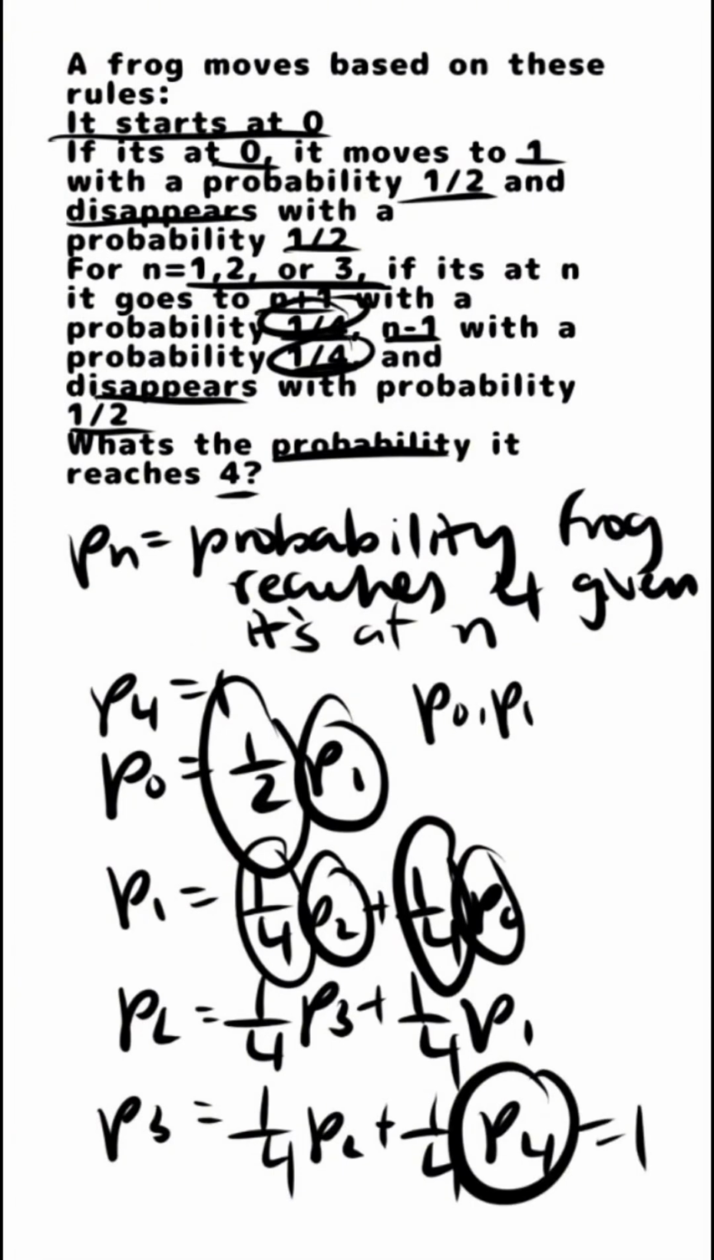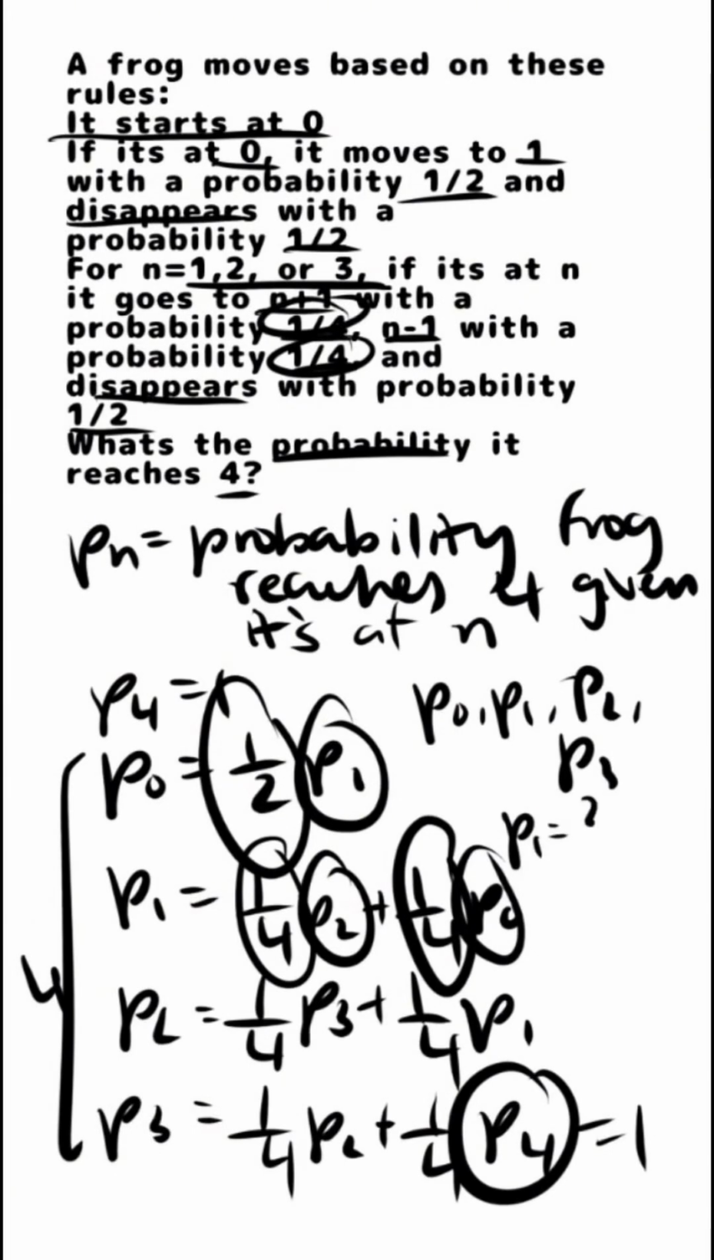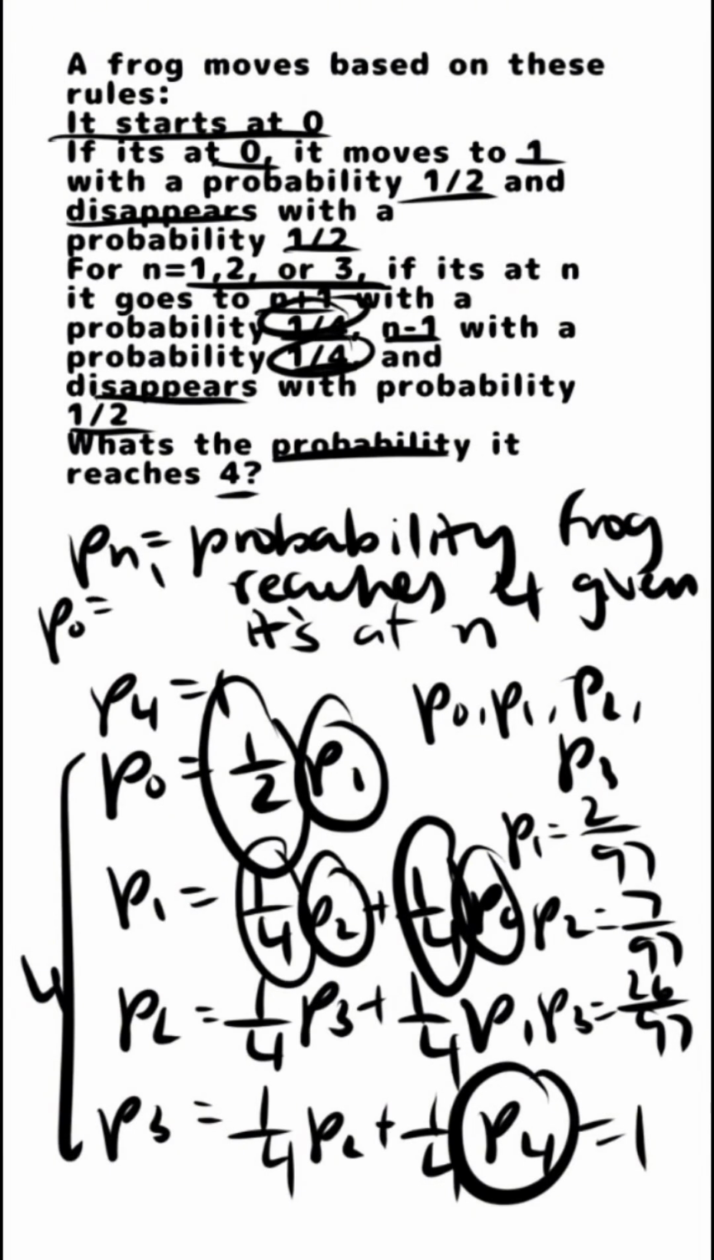Now we know P4 is 1 as said, and we have 4 variables, P0, P1, P2, and P3, and we have 4 equations, and we can solve for each variable. P0 is our answer though, since we are finding the probability the frog reaches 4, given it's at 0. Solving this system of equations, we get P1 is 2 over 97, P2 is 7 over 97, P3 is 26 over 97, and P0 is 1 over 97.